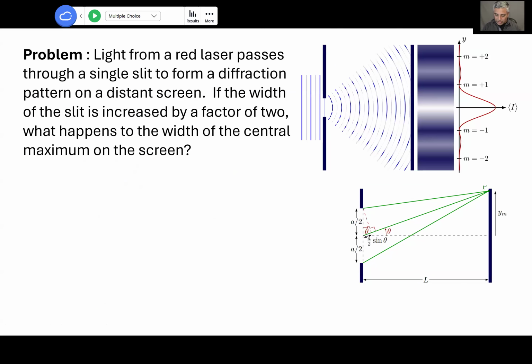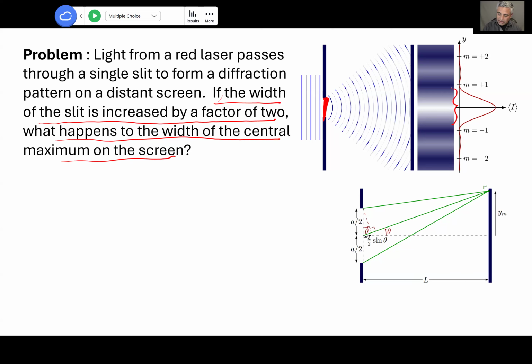Okay, so here is a question. It says light from a red laser passes through a single slit to form a diffraction pattern on a distant screen. So let's say I'm visualizing something like that, taking advantage of the previous drawing. If the width of the slit is increased by a factor of 2, so that means we increase that, what happens to the width of the central maxima on the screen?